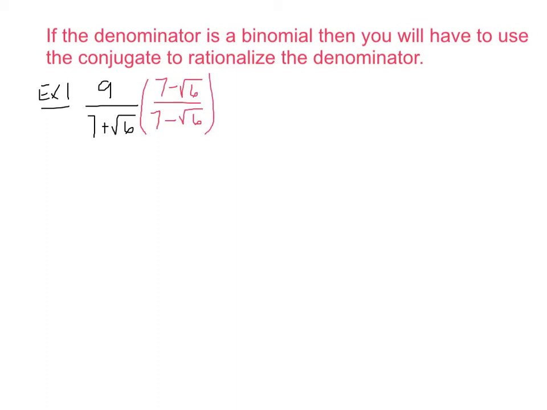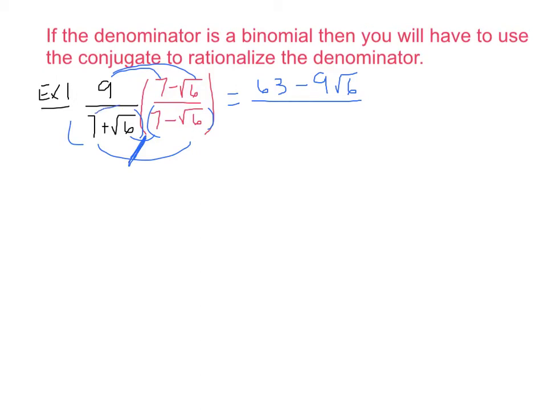So what is that going to be? On top, you're going to distribute the 9 times everything. So 9 times 7 is 63, and then minus 9 radical 6. On the bottom, if you remember from that previous example, when you multiply a binomial times a binomial and use FOIL, the outside and inside canceled out. So we don't need to worry about that when you're multiplying by a conjugate. These will always cancel out.